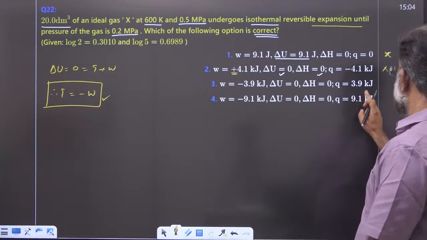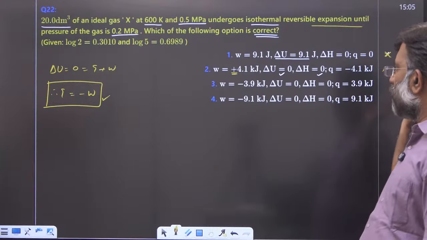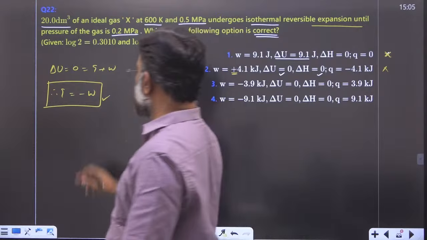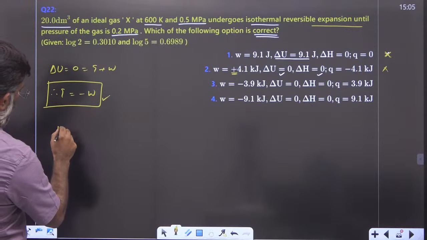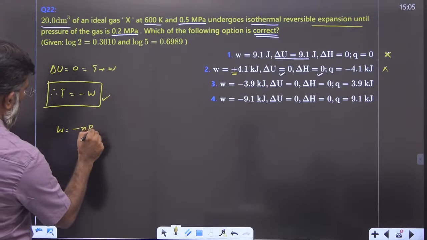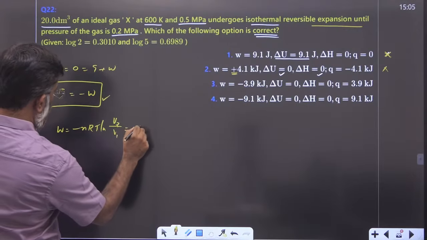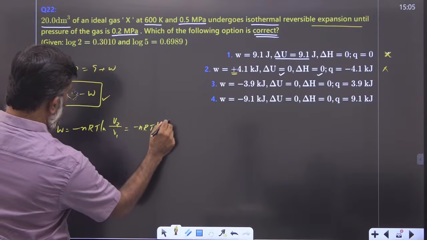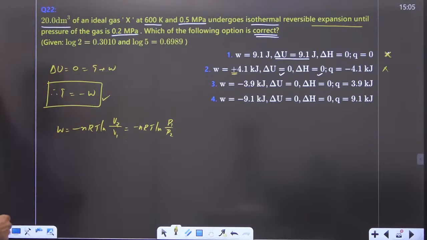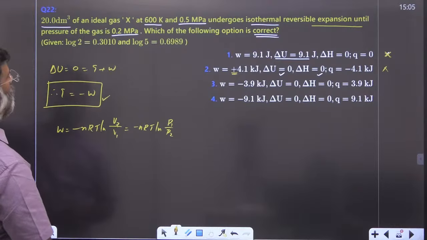Q will be opposite to the work done, whatever you get, because Q equal to minus W, and you know work done equal to minus nRT log V2 by V1 or minus nRT log P1 by P2. Here P1 by P2 we need to apply because it is pressure change.